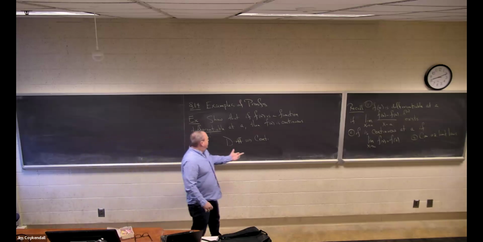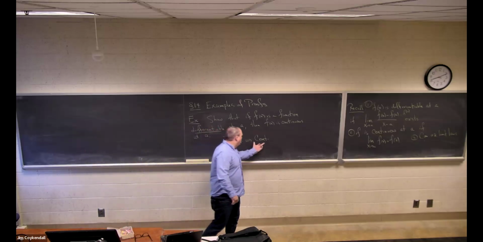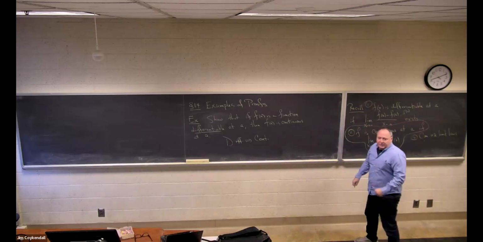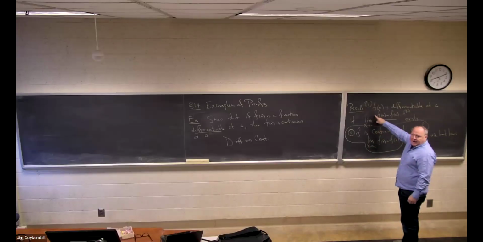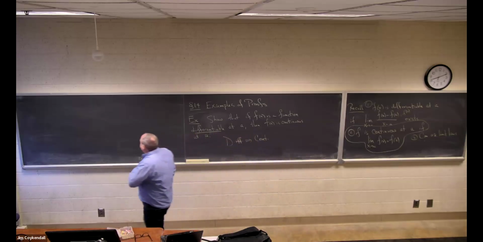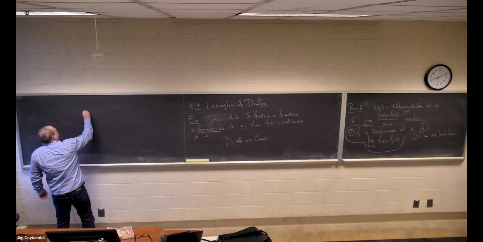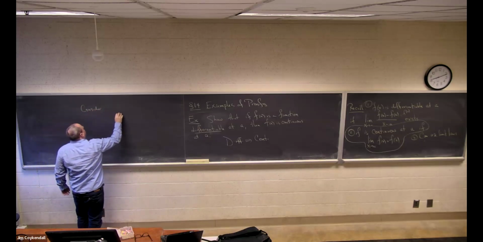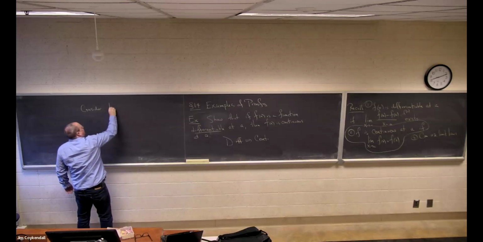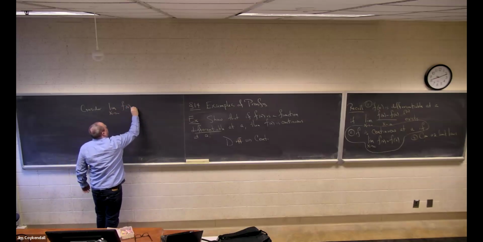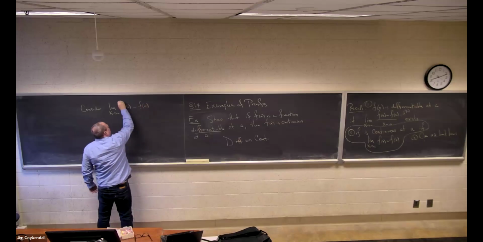So what do we want to do? We know the function's differentiable. We want to show that this works. This is my tool, this is my hammer, and this is what I want to build with my hammer, right? So the limit as x goes to a of f of x minus f of a.